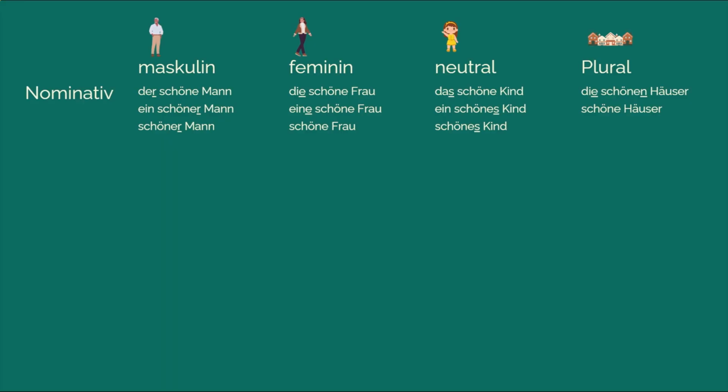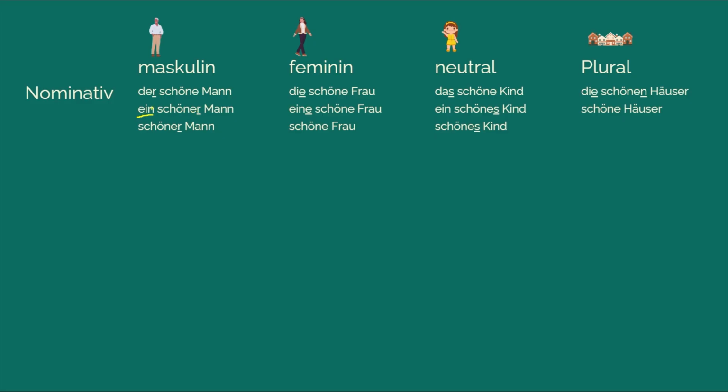Let's take a look at the nominative case first. So I've chosen really easy words that every German learner knows, like der Mann, die Frau, das Kind, and for the plural, die Häuser, the man, the woman, the child, and the houses. And for the adjective, let's use the basic adjective schön, pretty, beautiful, nice. So you get der schöne Mann. That's the definite article. In the next row, you get the indefinite article, ein schöner Mann.